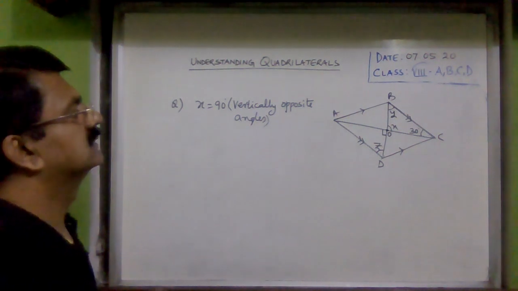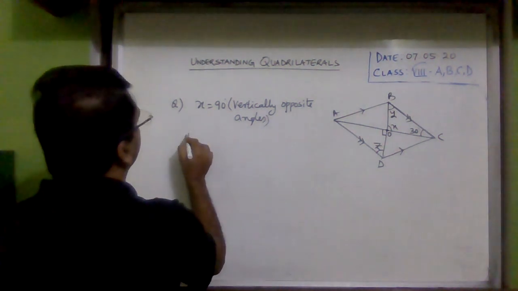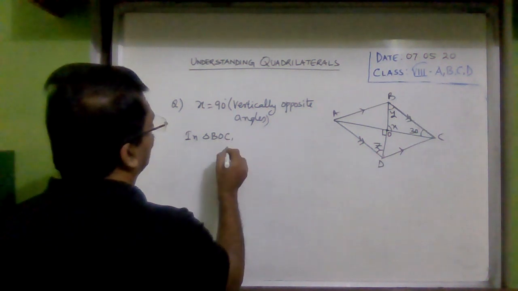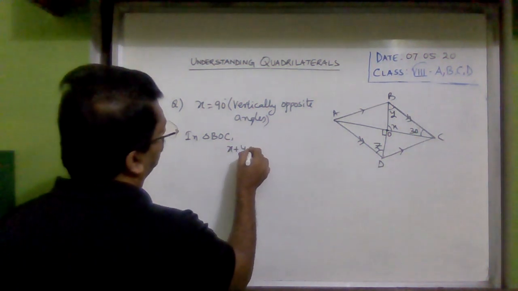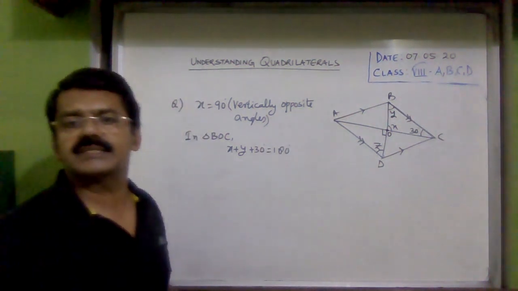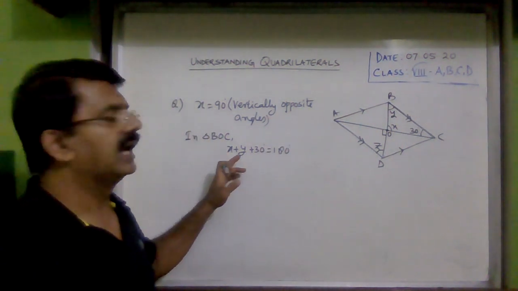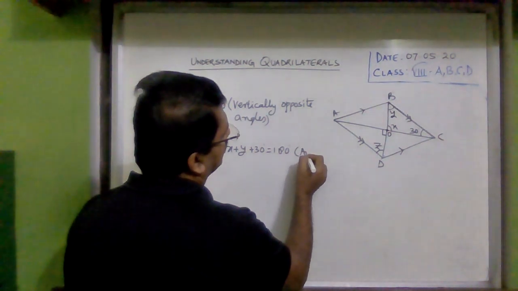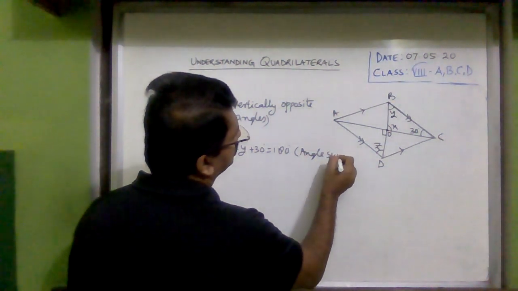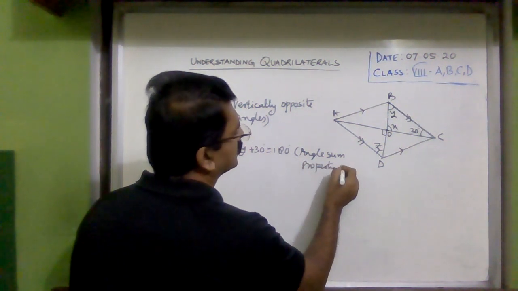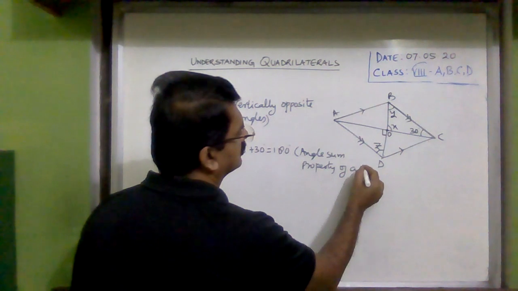Reason: vertically opposite angles. Now in triangle BOC, X plus Y plus 30 is equal to 180 degree. Reason? That is the angle sum property of a triangle. X plus Y plus 30 is equal to 180. That is the angle sum property of a triangle.